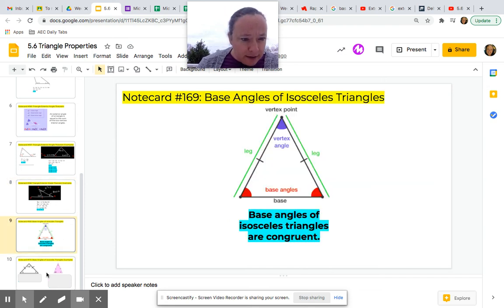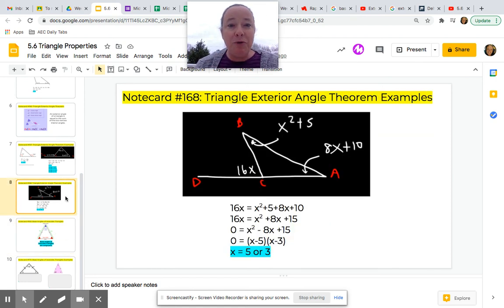All right. The next note card is note card 169. I think I had moved that on. So go ahead and pause me and finish up note card 168 if you haven't already.